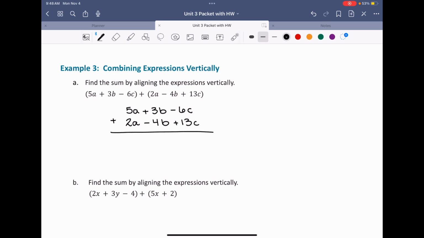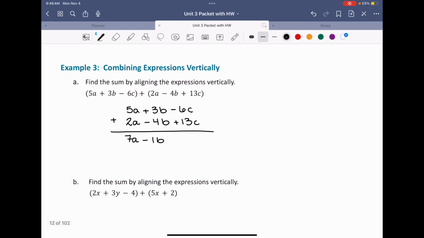And I'm going to add them up. So 5 plus 2 is 7a. 3 minus 4 would be negative 1b. And negative 6 plus 13c. So those are 2 different, opposite signs. So I'm going to subtract 13 minus 6, which is 7. This should be positive, so plus 7c. So that would be my answer.